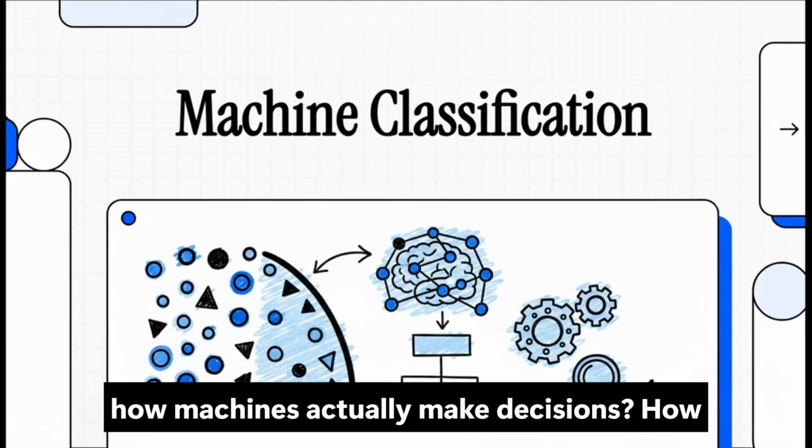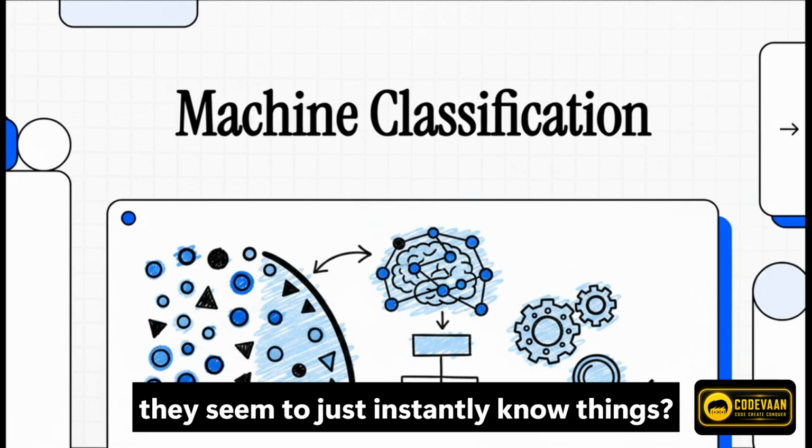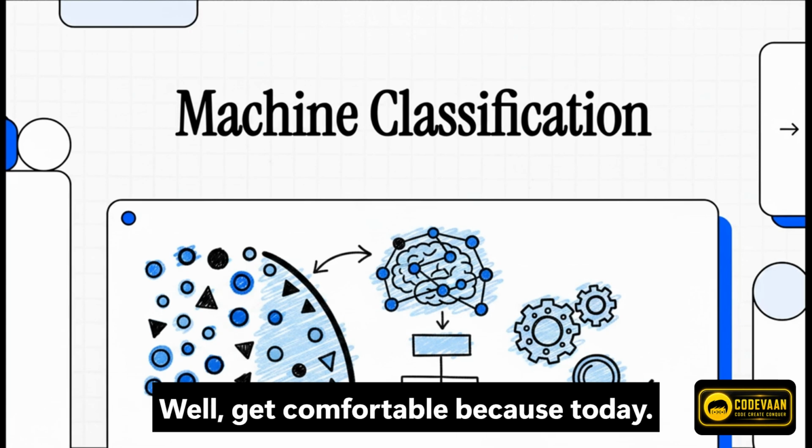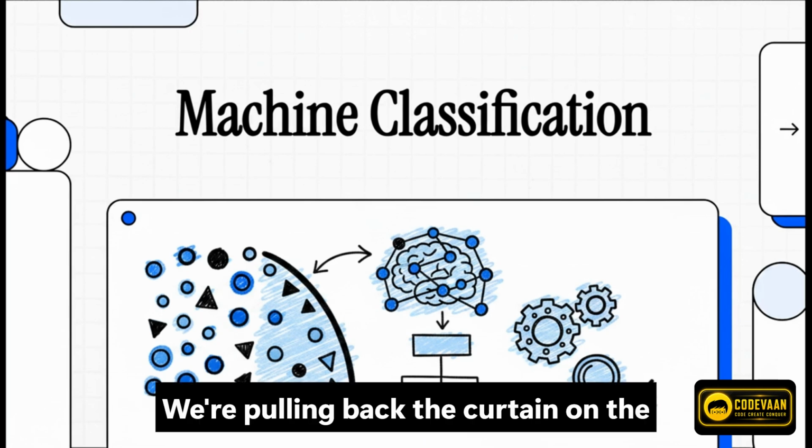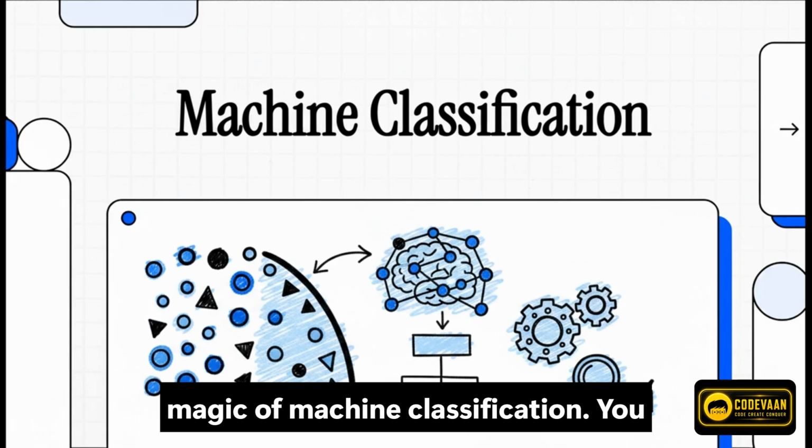How machines actually make decisions, how they seem to just instantly know things. Well, get comfortable, because today we're pulling back the curtain on the magic of machine classification.